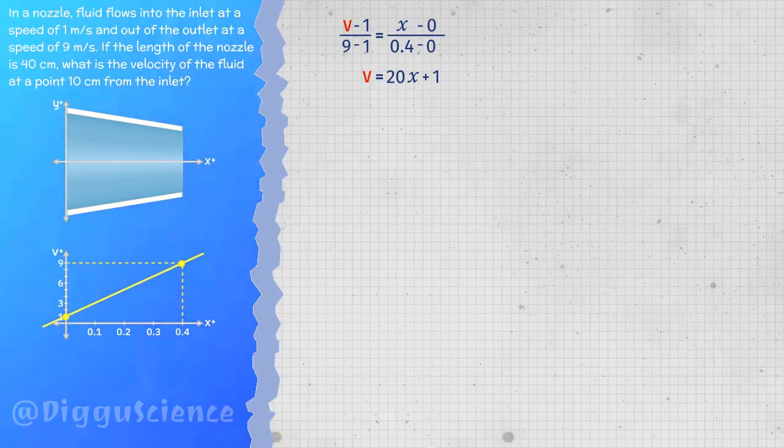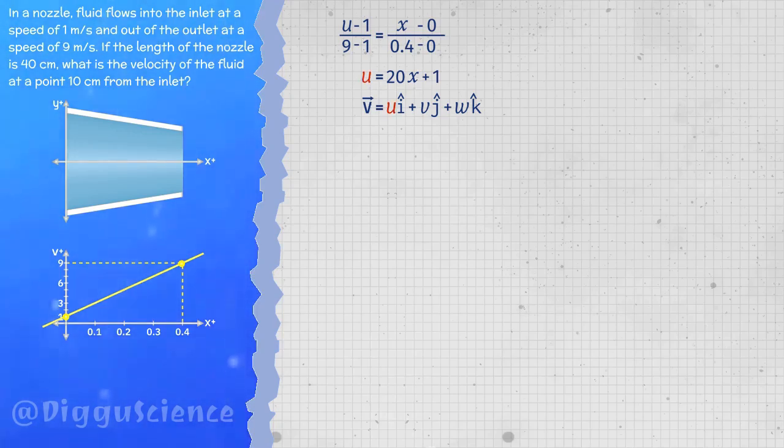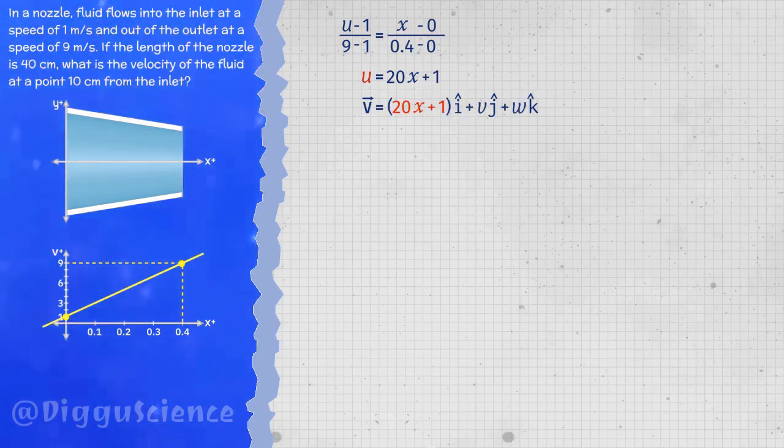Since the particle is moving on the x-axis, of course this is the velocity component on the x-axis. Previously we have heard that the fluid velocity field is often written in the form of component vectors. We have known the value of u. Vector v is equal to (20x plus 1) i hat.